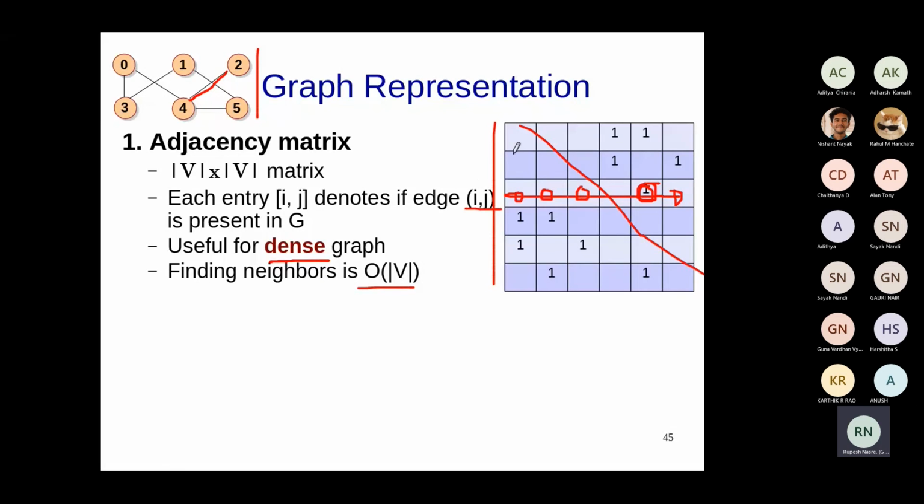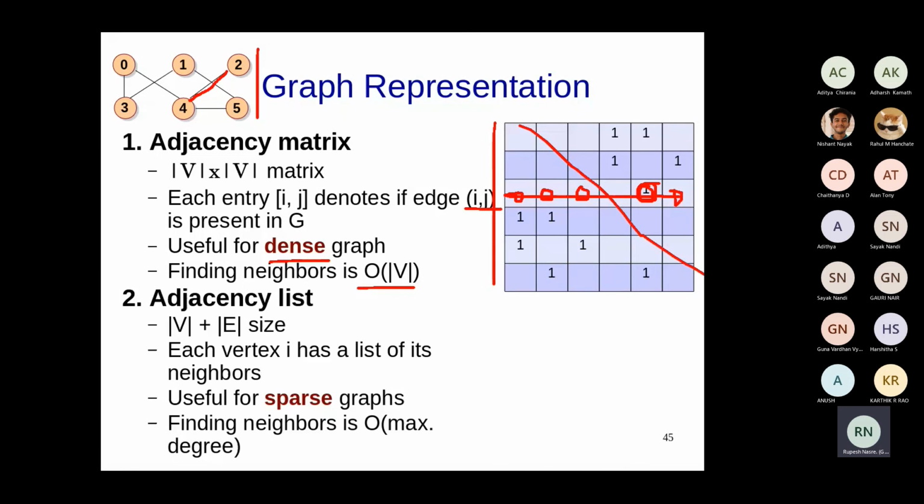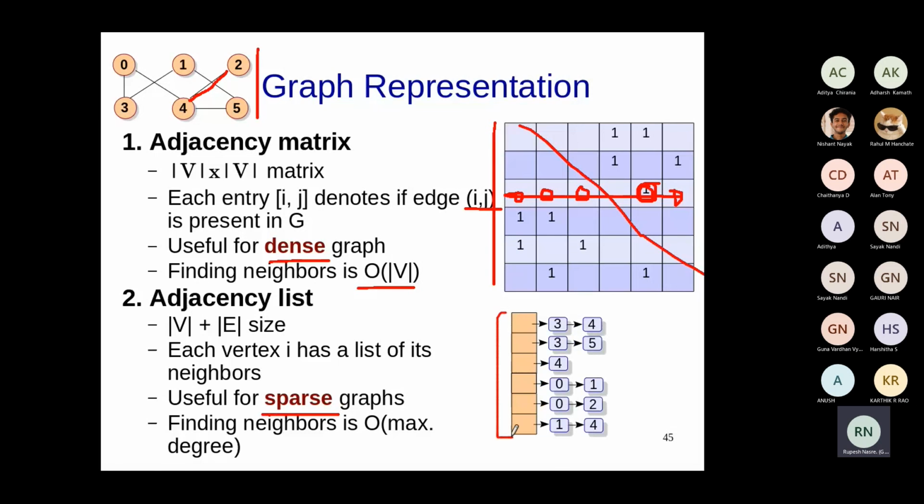This is useful when most of the edges are present in the graph. That is, if most entries are ones, then it makes sense to store the graph in this manner. If most entries are zeros, then storing it in a dense matrix is not a very good idea. I can store it in a sparse format, that is, the adjacency list format. What does that do? Well, it just says that I'm going to have an array of size 0 to n minus 1, and each entry is going to store exactly the elements of which it is a neighbor.